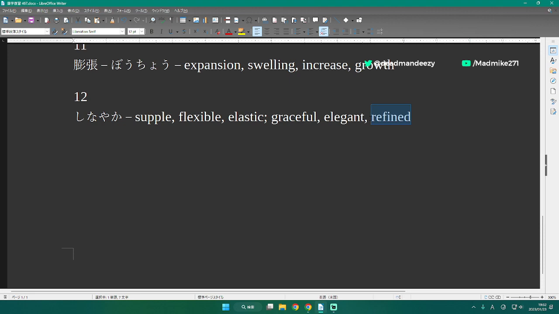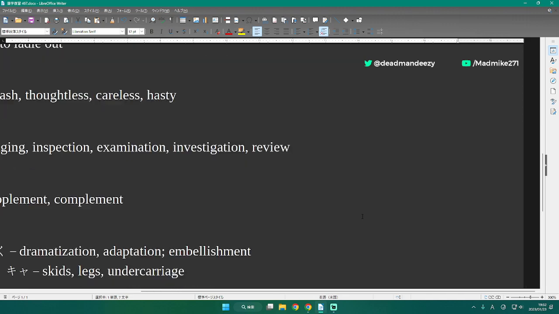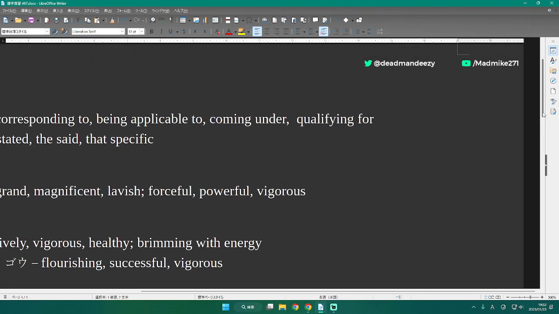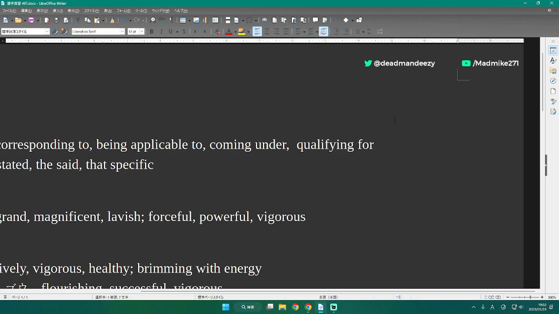Shinayaka desu. Let's go back to the top. Make sure we put some good pins in our memory where all these memorizations are one day going to go. Make sure you're making flashcards out of these and immersing yourself in Japanese. Our first word of the day is corresponding to or being applicable to with gaito.